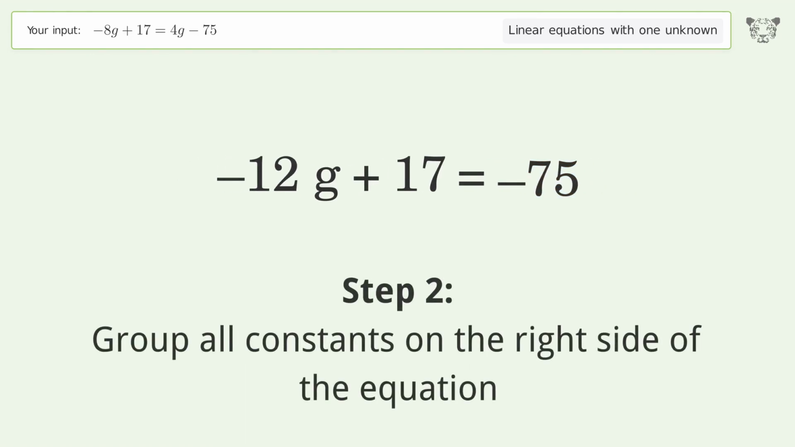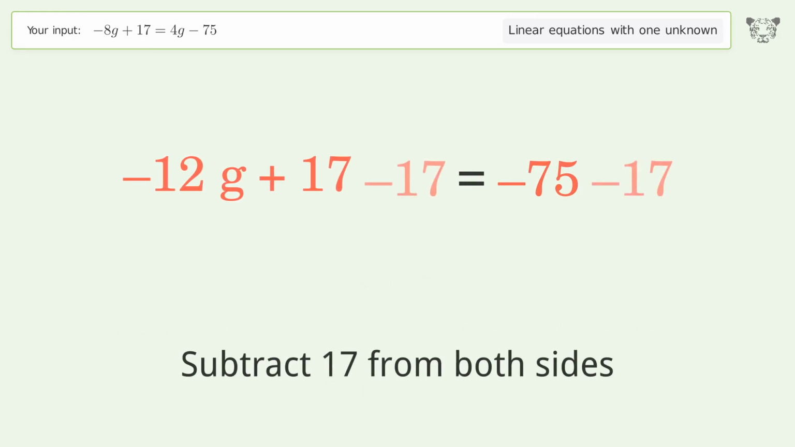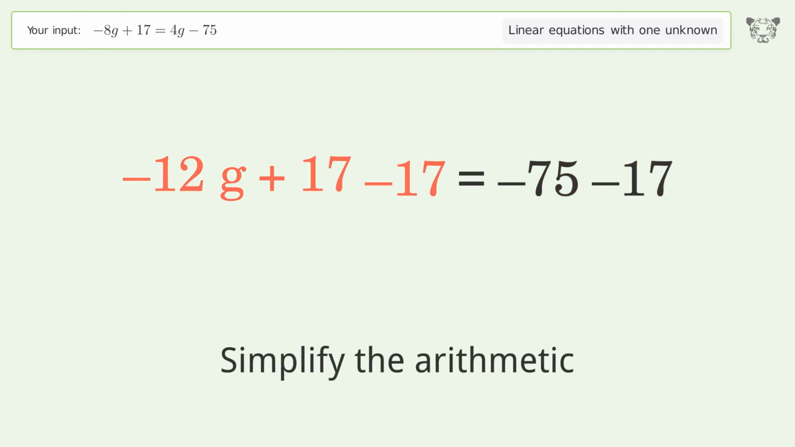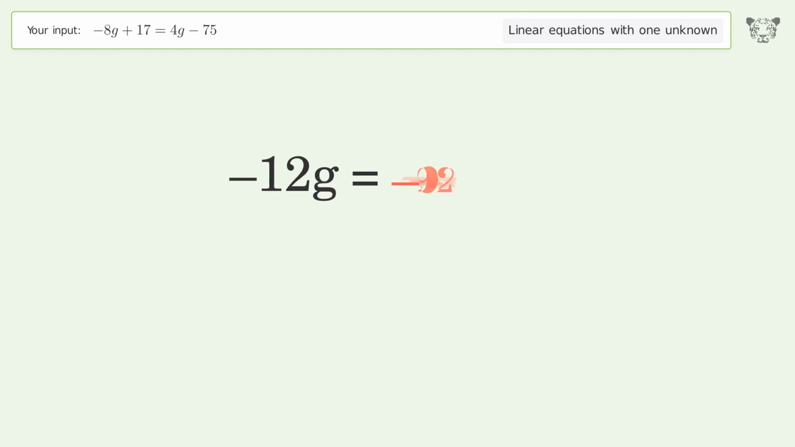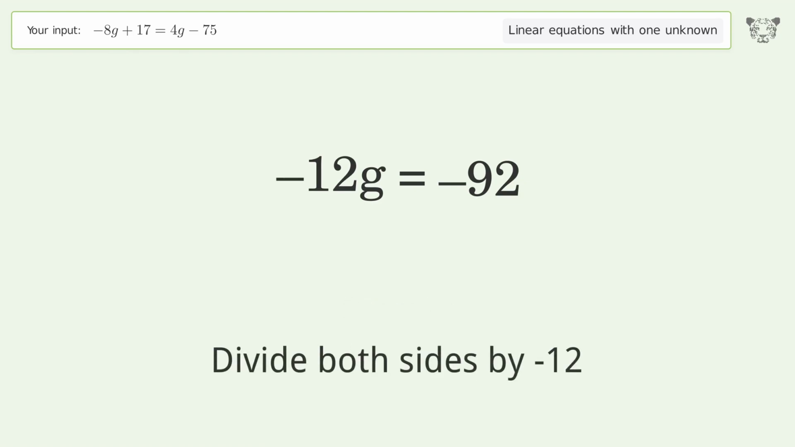Group all constants on the right side of the equation. Subtract 17 from both sides. Simplify the arithmetic. Isolate the g. Divide both sides by -12.